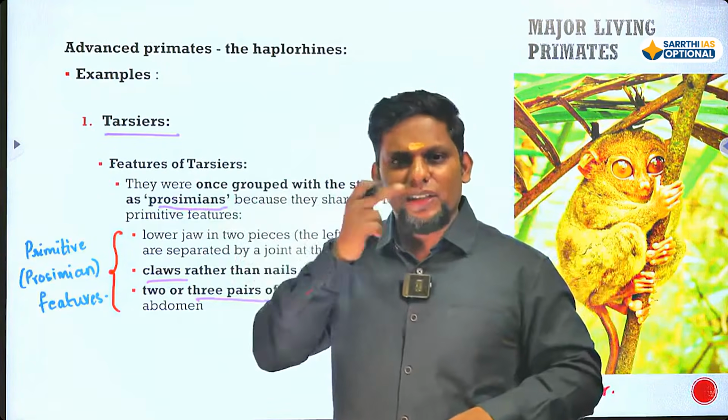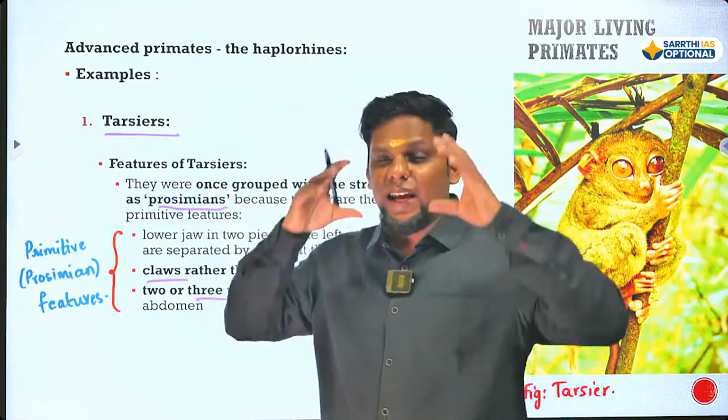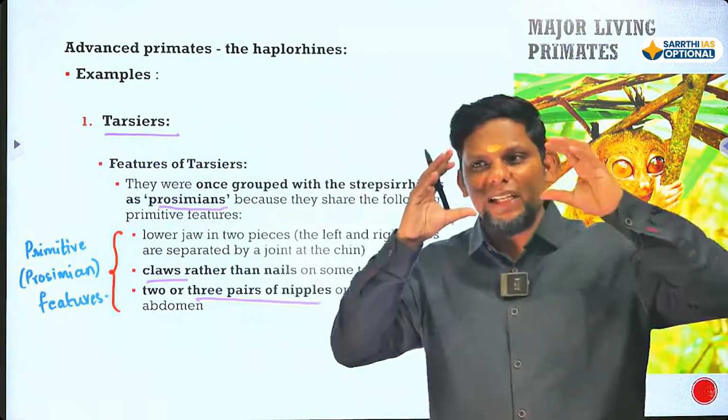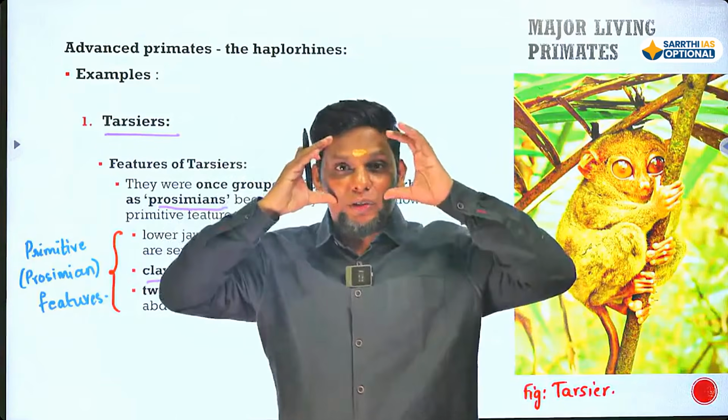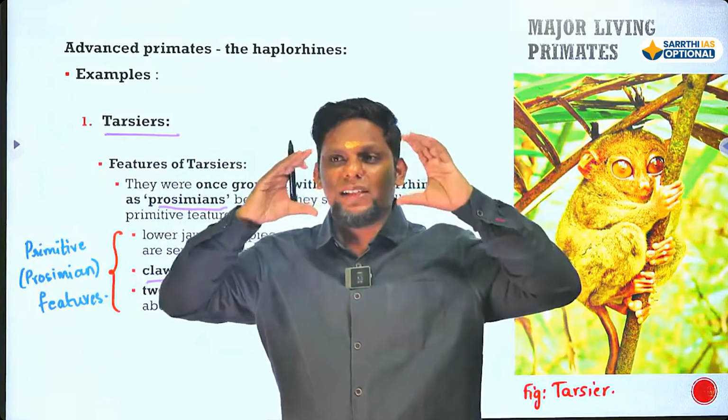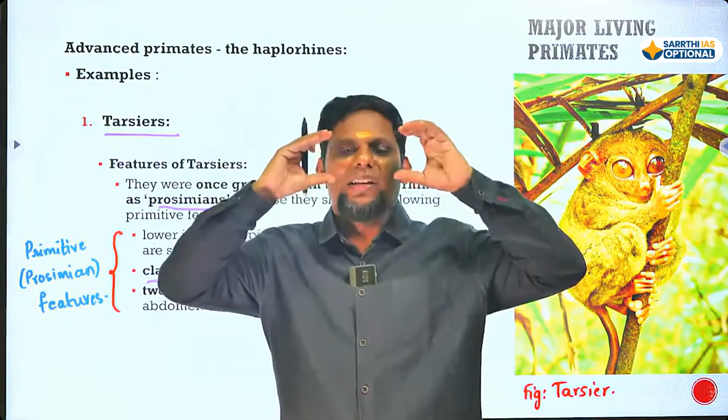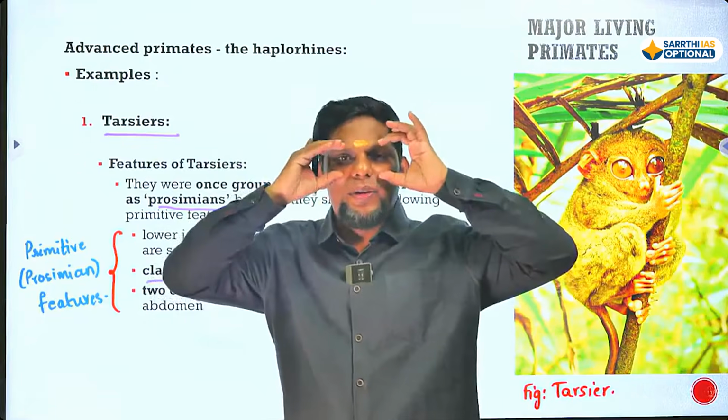It has a dry nose. It has a reduced sense of smell. And they have eyes that are so large that each eyeball is actually bigger than its brain. It's like having two watermelons in your head as eyes. It is so big that you cannot move it around.